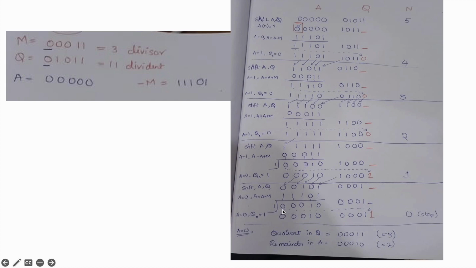So now a of n value is 0. If a of n value is 0, q naught should be 1. So this makes q naught value as 1 and decrement the n value. N value is 0. So n becomes 0. We have to stop the procedure. Now we can get the quotient at q. Q contains quotient 0, 0, 0, 1, 1. This is the quotient, which is equivalent to 3, and the remainder is in a. 0, 0, 0, 1, 0. Its decimal equivalent is 2. So when you divide 11 with 3, we get the quotient as 3 and remainder as 2. So the answer is correct. This is the non-restoring division algorithm.